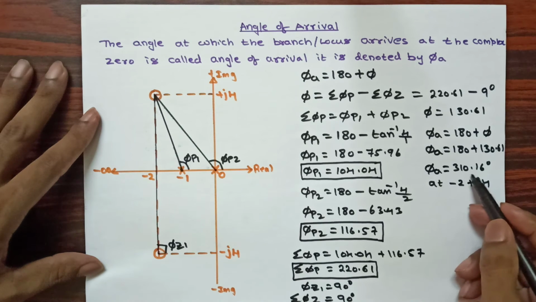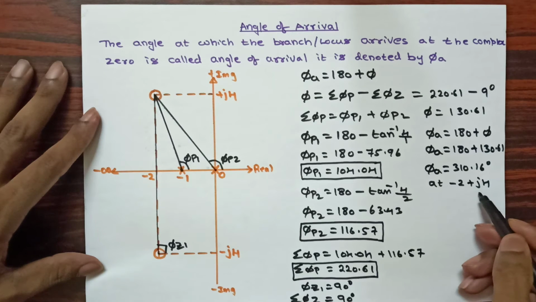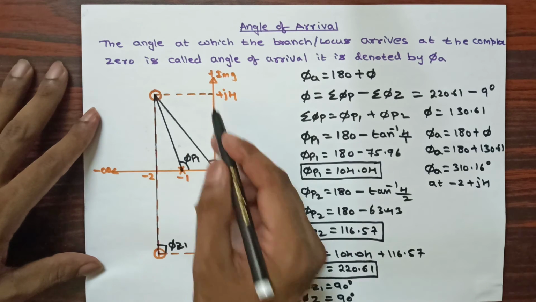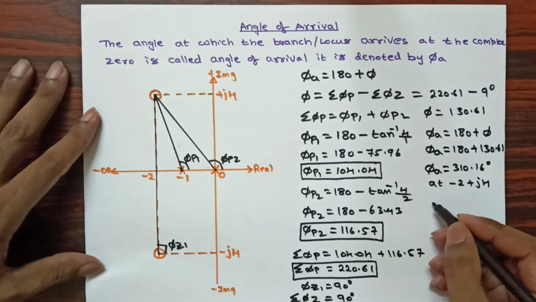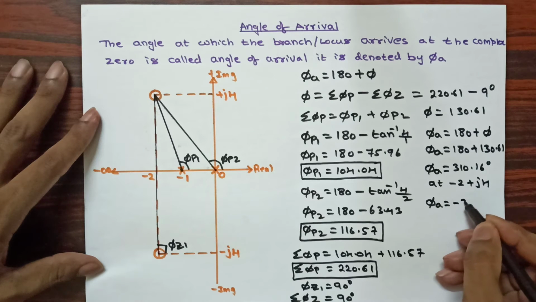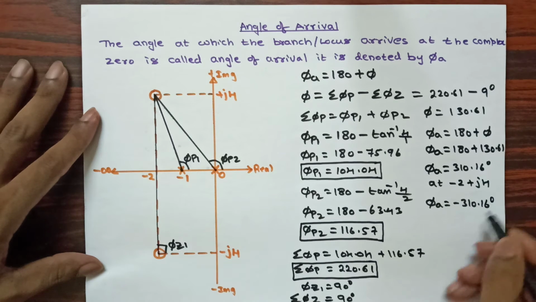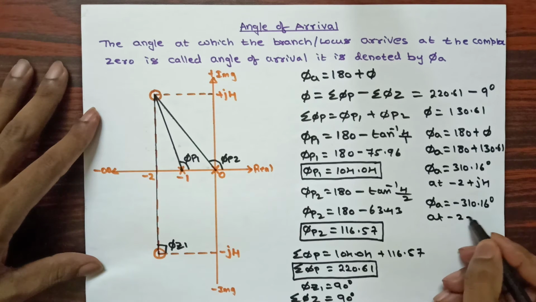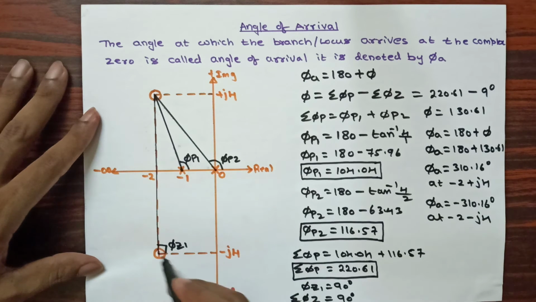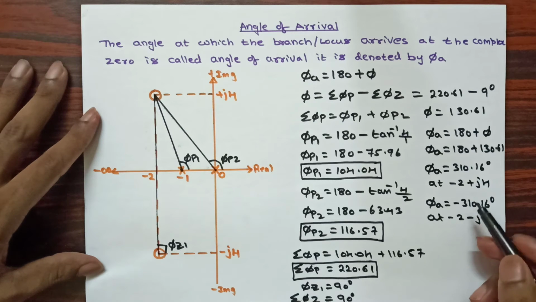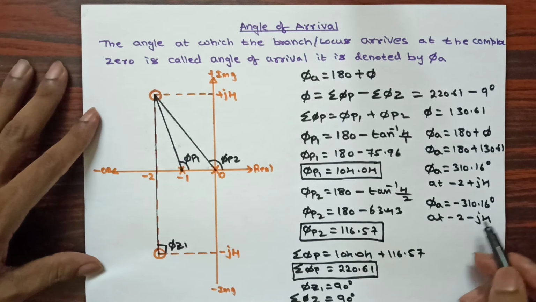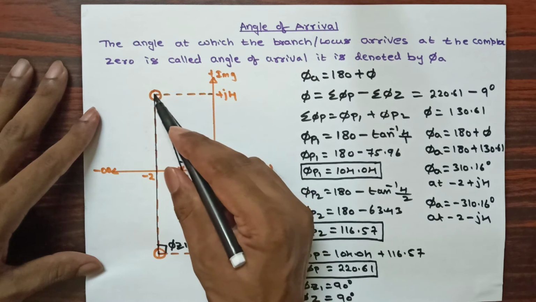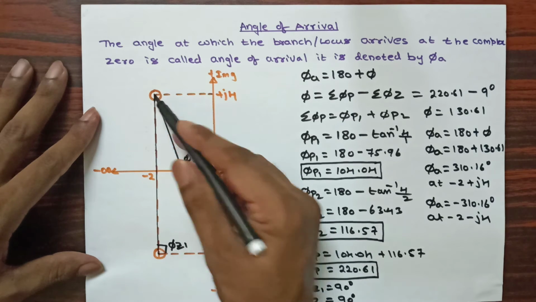I got the angle of arrival 310.16 at minus 2 plus j4, that is at this point. Now as I told, the same angle I am going to get at this point with opposite sign, that is the angle of arrival is equivalent to minus 310.16 degree at minus 2 minus j4. This is the angle of arrival I got, that is 310.16, and at the other point I got minus 310.16. Now at this angle the branches are going to arrive to this 0 location.